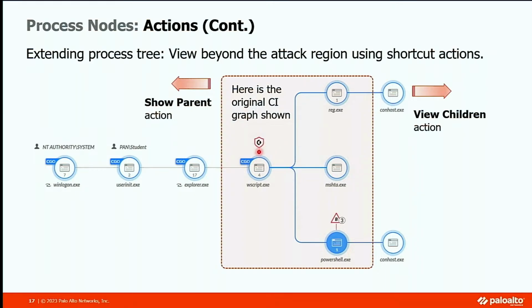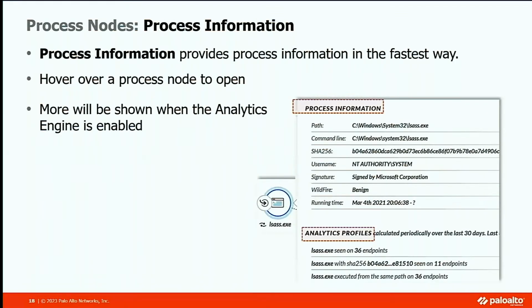This is the shield icon. That's our Cortex XDR agent alert. And then there were 3 BIOC alerts generated by Cortex XDR. So this is the BIOC alert node icon. If you hover over a process node again, we show you that process information. So you don't need to look in the dark blue details just beneath. Yeah, so the path, the command line, the hash, the authority, signature, WildFire verdict, and the running time.